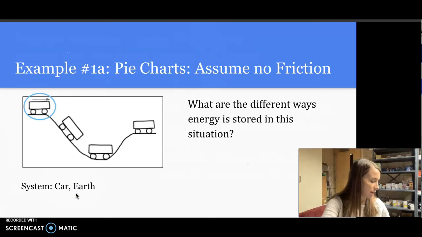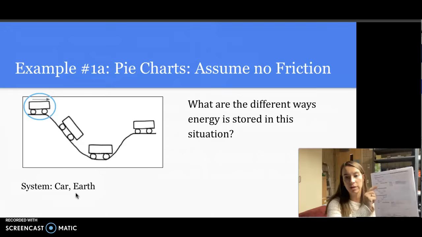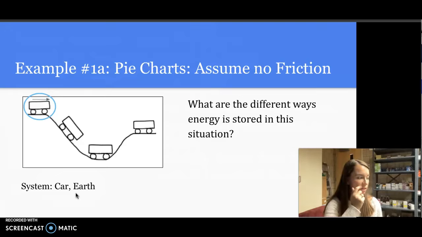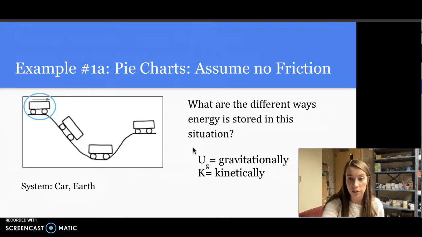Okay, so on page 4, underneath the diagram, I want you to write the system is car and earth. And then the second thing next to that is energy storage modes. What are the ways that energy is going to be stored? We kind of talked through this. There's going to be UG, gravitational potential energy, and K, kinetic energy. So both of those are the types of energy that I could see present in this problem in my pie charts.